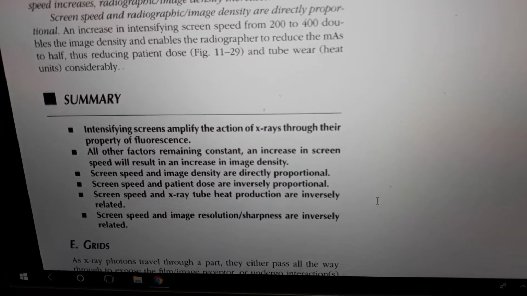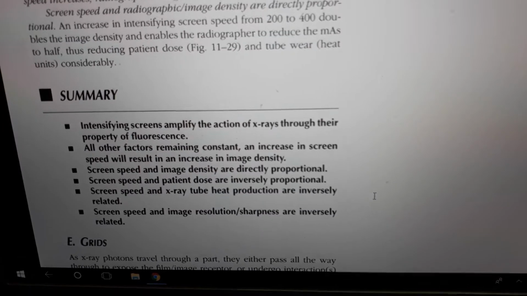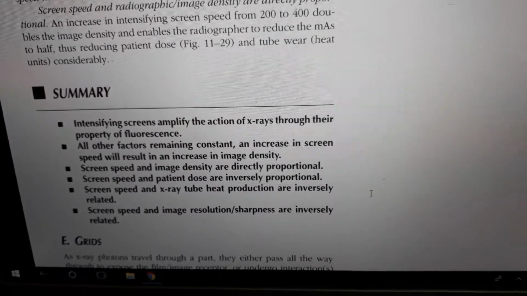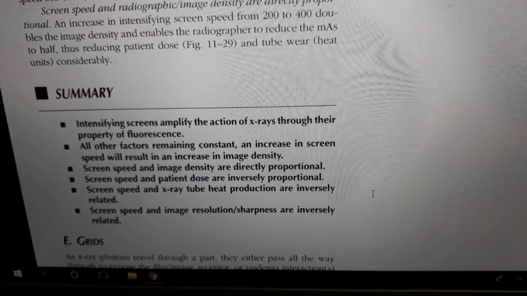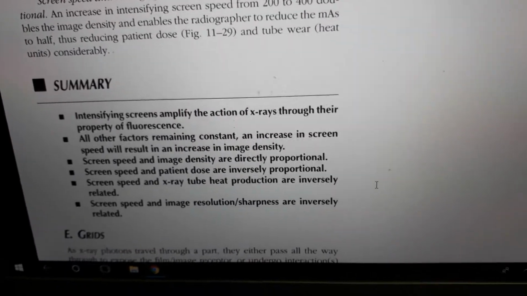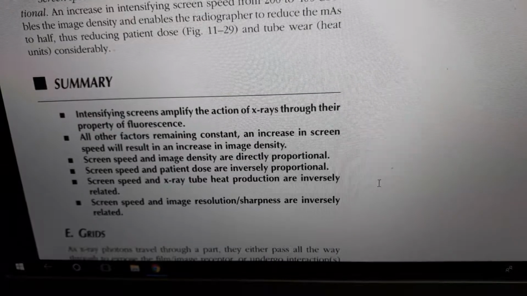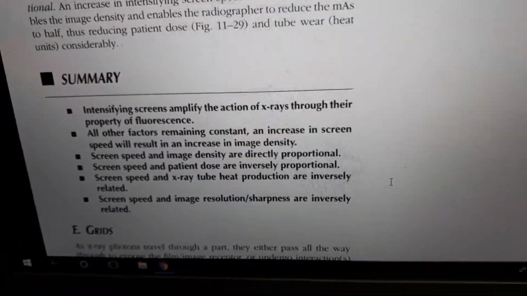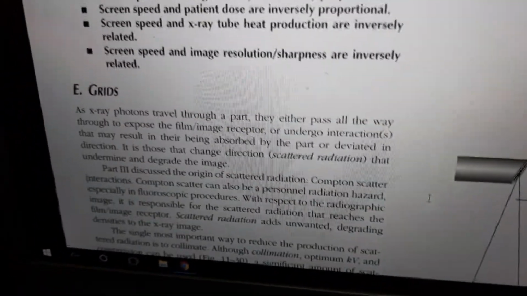Screen speed and patient dose are inversely proportional. Screen speed and X-ray tube heat production are inversely related. Screen speed and image resolution sharpness are inversely related. Next topic is grid.